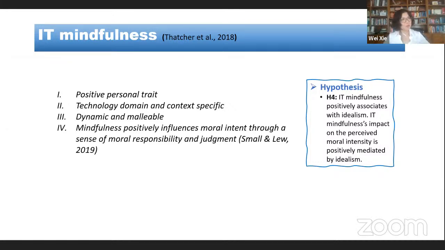I think it would be interesting because sharing is a behavior conducted in relation to technology. So I wanted to incorporate this construct into my model to test whether mindfulness about the technology will have an impact on our sharing behavior as well. And again, I propose my hypothesis.